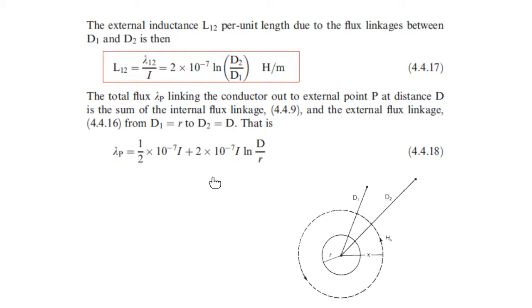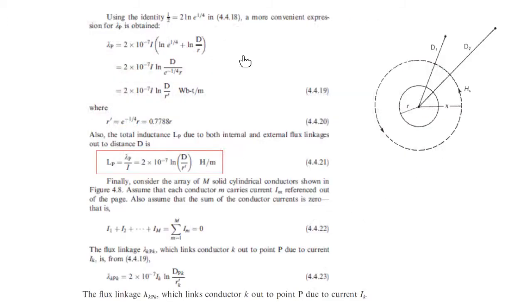And when we want to add this internal and external, instead of having these into this equation, we can have this half here, 1/2. We can put it like this. This half here, as you can see, we can put it as 2 natural log e to the power of 1/4.